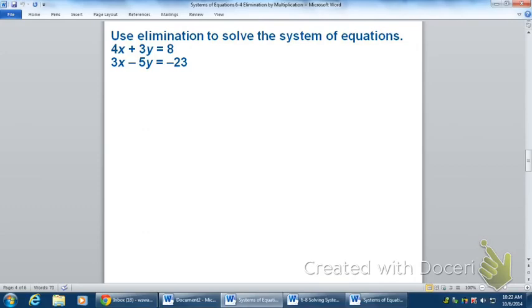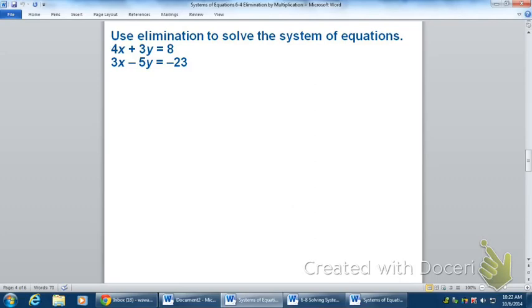Just by looking at this, you can tell you can't just multiply one of these equations by a number to cancel it out. So, you need to multiply both of these equations so that you can get either x or y to cancel. It looks like to me you could have done this two different ways. You could have got your y's to cancel, or you could have got your x's to cancel. Whichever one you wanted to do, that's fine. For me, I'm going to try to get my x's to cancel.